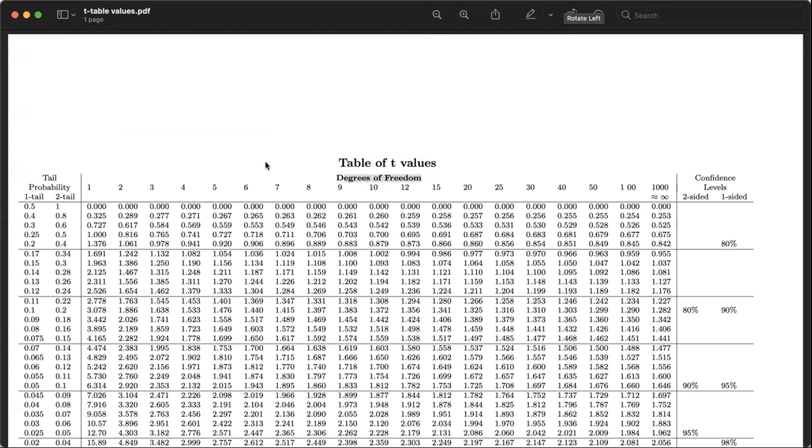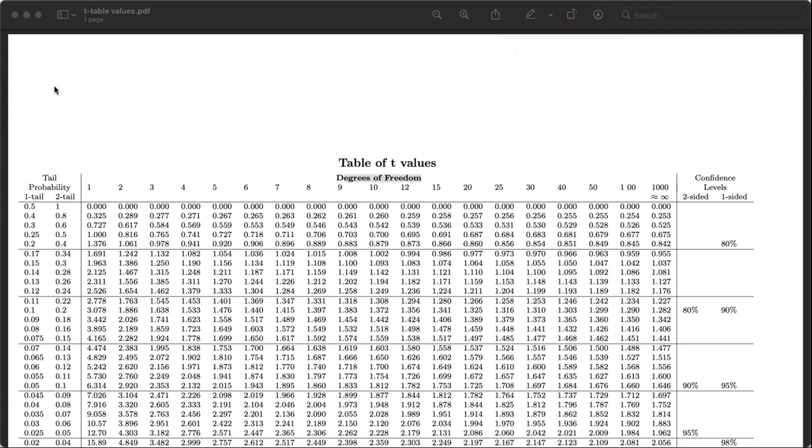You'll see across the top, mine has degrees of freedom. The values along the top represent the degrees of freedom. Look at this left-hand side here. It's telling you the tail probability and whether it's one tail or two tail. A couple of things to note.